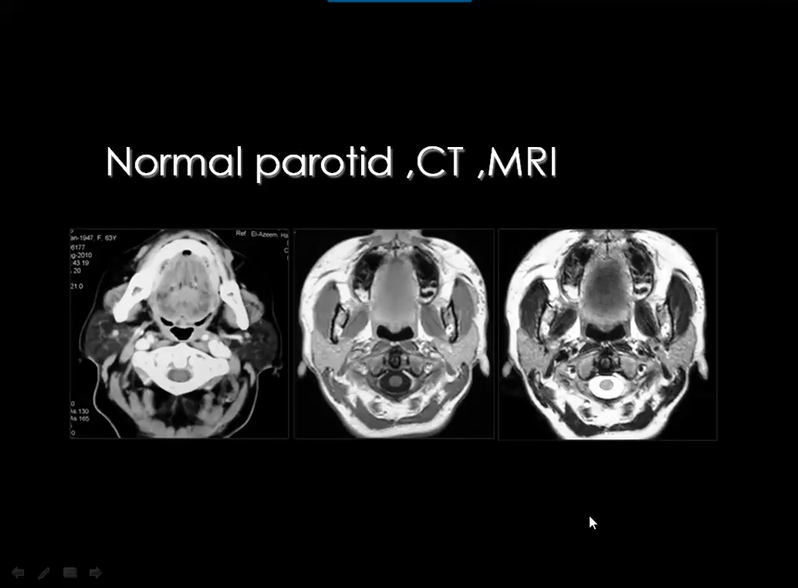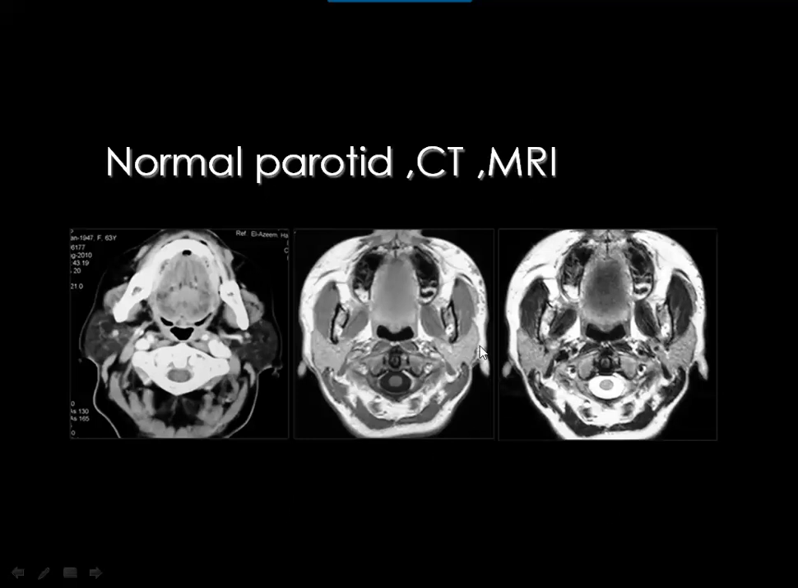And this is the normal appearance of the parotid glands by CT and MRI. T1 weighted image, and the CSF is black. T2 weighted image, and the CSF is bright. In the CT scan, you can see that the parotid gland is somewhat hypodense because the secretions in the parotid gland are watery secretions, in contrast to the secretions within the submandibular salivary glands, which are more viscid.